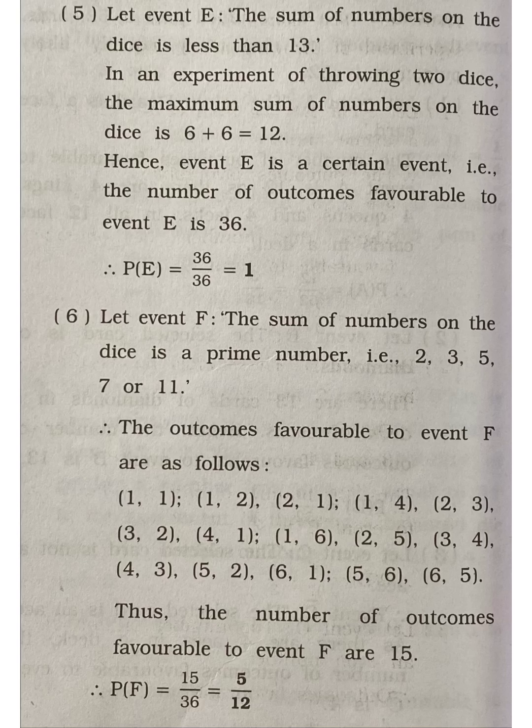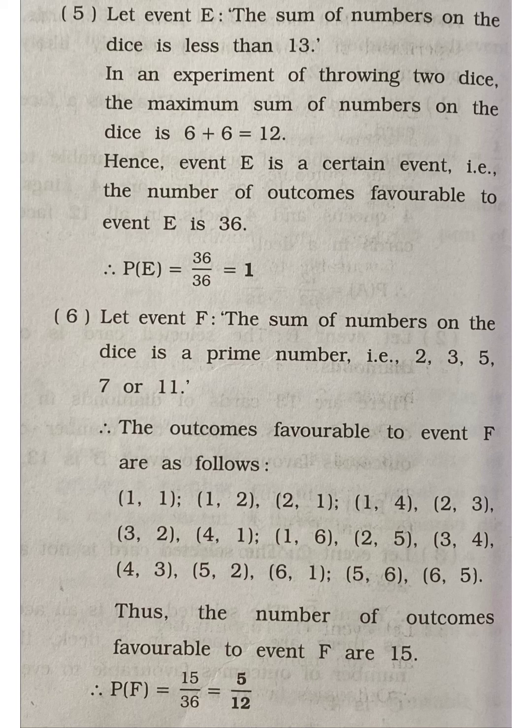Now next we have to find the probability that the sum of numbers on the dice is less than 13. If we take the outcomes, the maximum sum we are getting is 6 plus 6, which is equal to 12, which is less than 13. So all the outcomes have a sum less than 13. So the probability is 36 by 36, which is equal to 1.